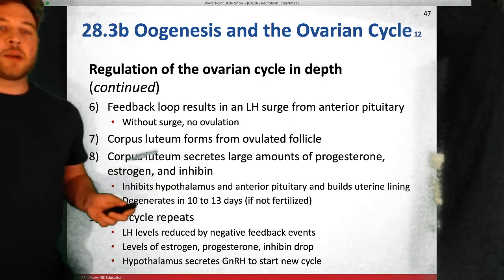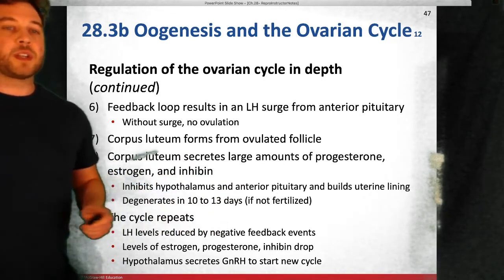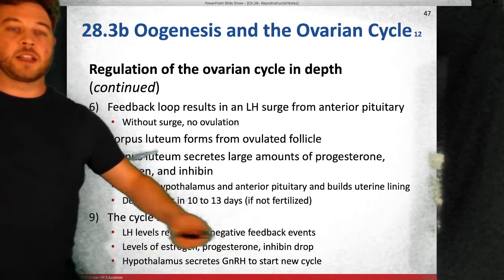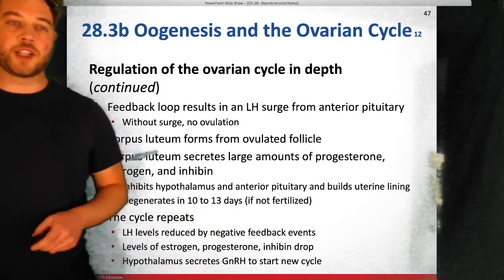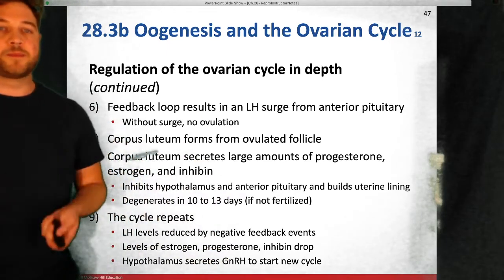And the cycle repeats. LH levels are reduced by negative feedback events, estrogen, progesterone, and inhibin drop, and as those levels drop, the hypothalamus can then start to secrete GnRH again, and the cycle starts over once more.